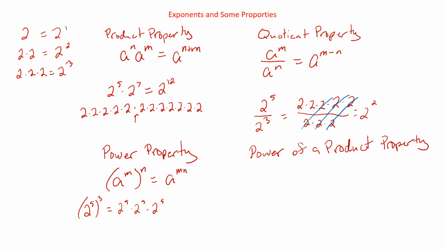And what that says is if we have, say, a times b to the m. So notice everything else, we've always had the same base for all of these. This one, we have two things multiplied together, both being taken to a power. What we can do here is we can actually distribute that power to both of them.